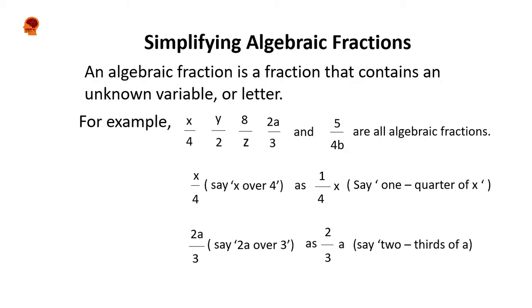Now, I want to tell you what you should do before simplifying algebraic fractions. To add and subtract algebraic fractions, use the same method as for normal fractions. Number 1, if the denominators are the same, simply add or subtract the numerators. Number 2, if the denominators are different, write the fractions as equivalent fractions with the same denominators, then add or subtract the numerators. Number 3, cancel your answer to its simplest form.